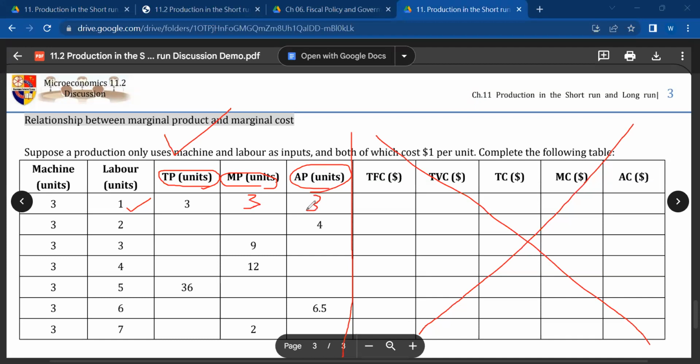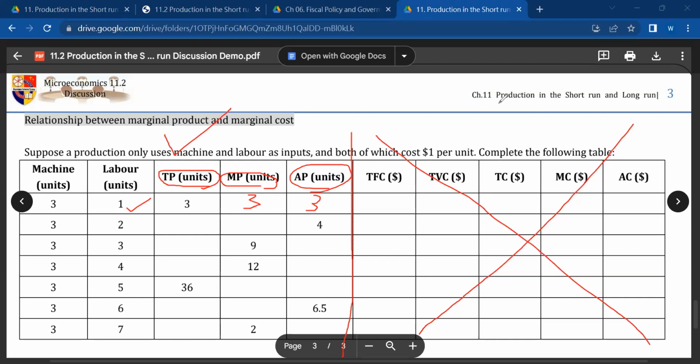Okay, yes, it's easy, right? For MP, total product, we have one neighbor, so the average product is 3. Some students may ask why the MP is 3. Because the TP now for the first neighbor is 3. That means what he can produce is 3 units. One neighbor, total product is 3, so this neighbor can produce 3 units by himself. So this is 3. Okay, very good.